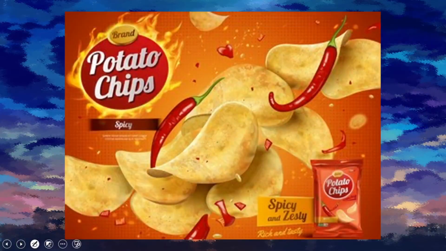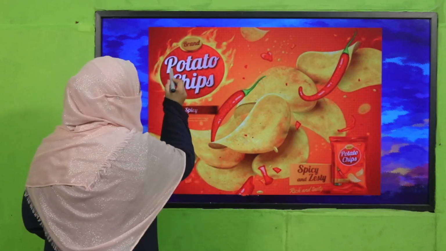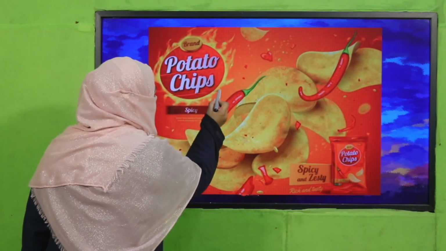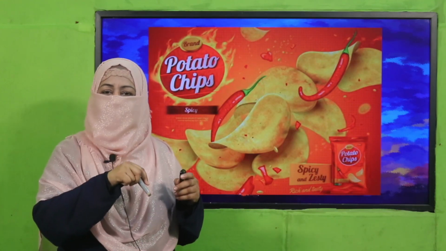This is also an advertisement. And a better advertisement does not have a lot of words. There are small words, there are few words. Now you know what it is? Potato chips. Simple. Okay, you can read it. Now, this is how we should try to read all the advertisements whenever they come in front of us.